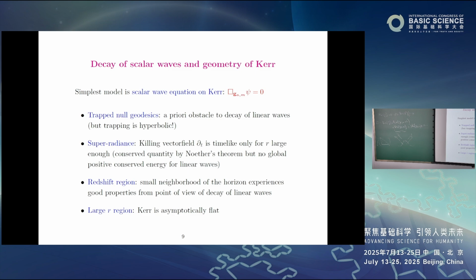Then you have two good news. First one, there is a redshift region. That's a very tiny region near the black hole, for which decay properties are now very good from the point of view of linear waves. You get very good decay properties in this tiny region near the black hole. And of course, the other good region is a larger region, because there you are asymptotically flat, you are close to Minkowski, and therefore somehow you understand well what's happening in that region.